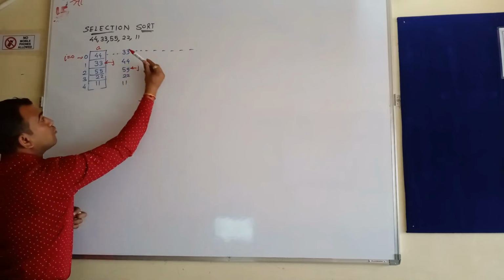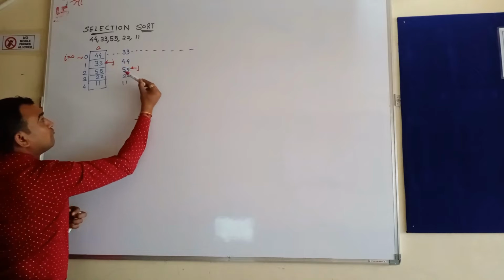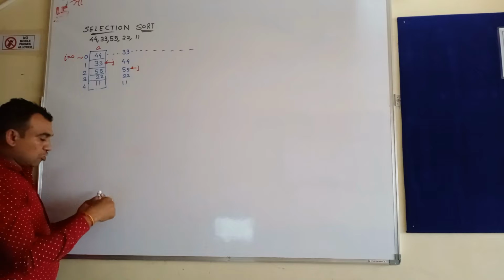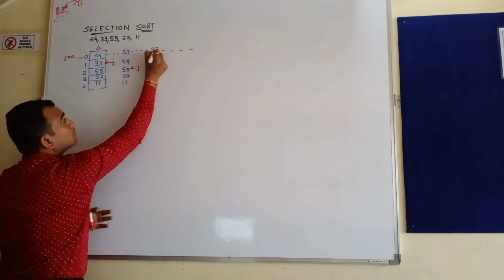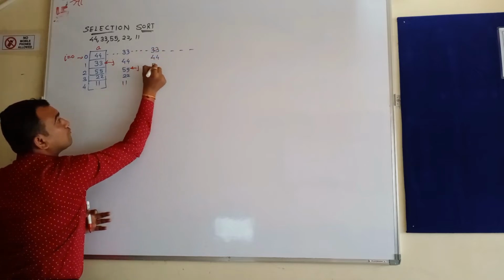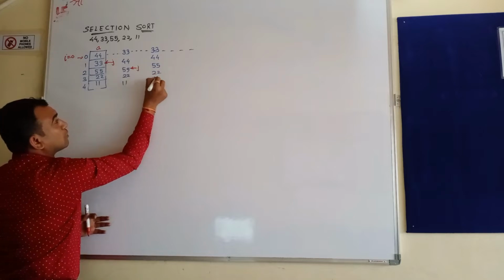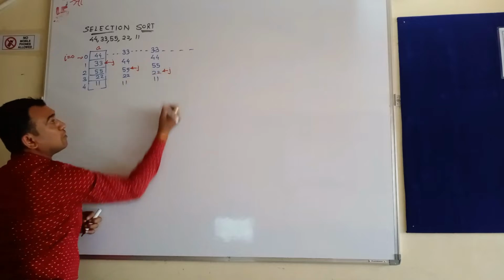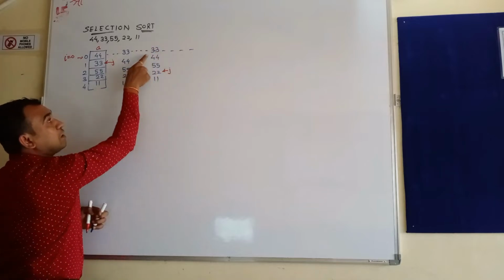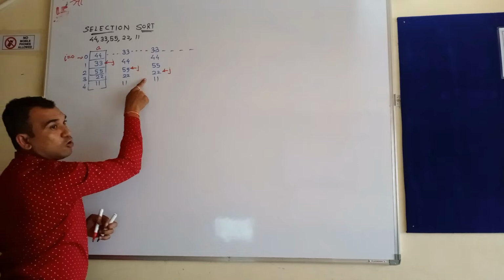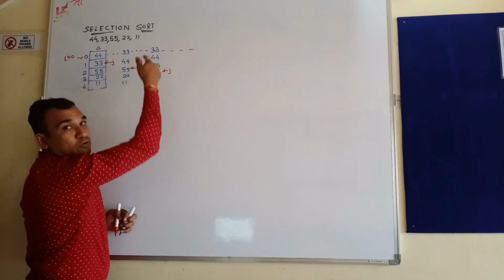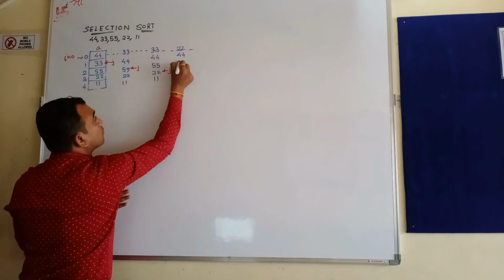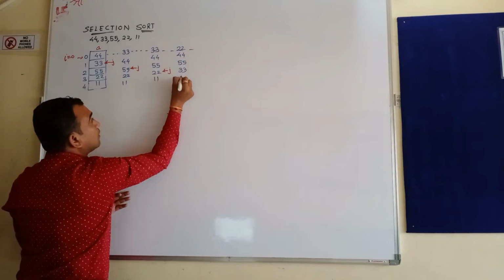Now again we are going to compare a of i with a of j. If a of j's value is smaller than a of i, we will interchange. This is not possible here, so 33, 44, 55, 22, 11. Now again the inner loop j variable is increased, which is here. We compare a of i with a of j. If a of j is smaller than a of i, we will interchange here. So 22, 44, 55, 33, 11.